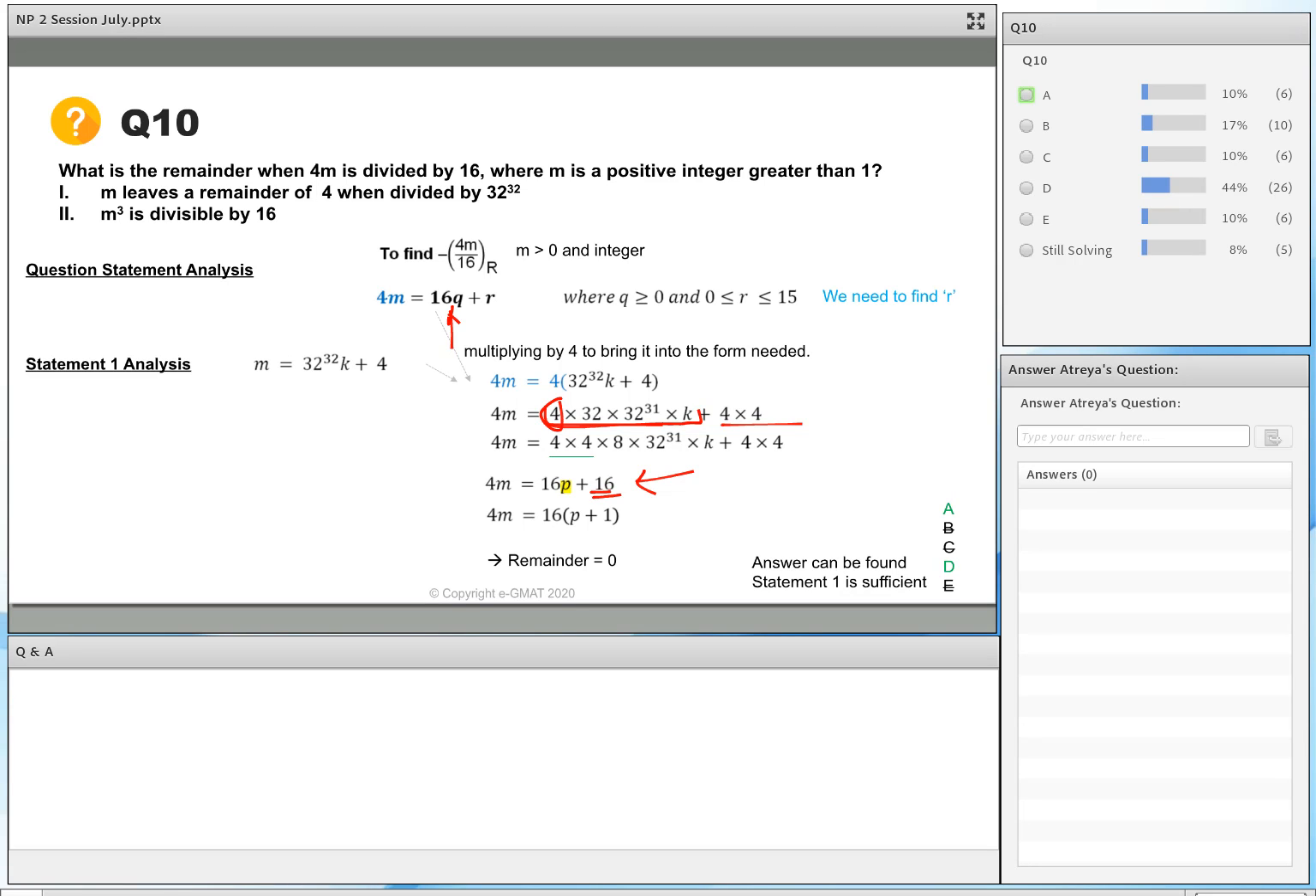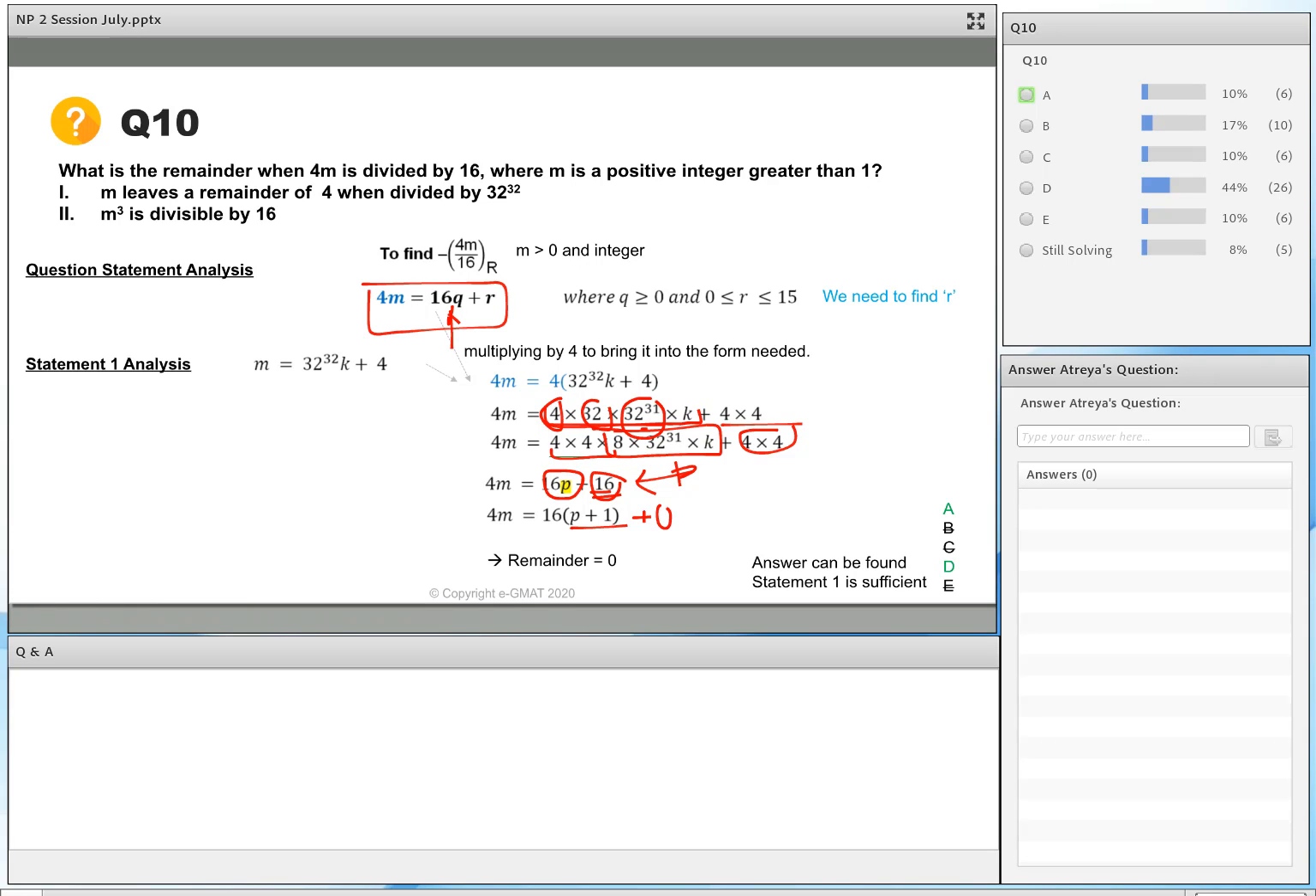So how do I get a 16 from 4? I have to get another 4. How do I get another 4? I take 1 factor of 32 out of this 32 to the power 32, so that becomes 32 times 32 to the power 31. Now, since I have a 32 right now, I can easily take out a 4 from here and then I can get a 16. Whatever remains after that can be treated as p. So I have 16p, then I have this 4 times 4, which is equal to 16. So I have 16 times (p plus 1) plus 0. That is very similar to this form, which is equal to 16q plus r.